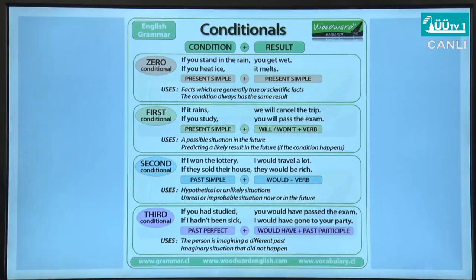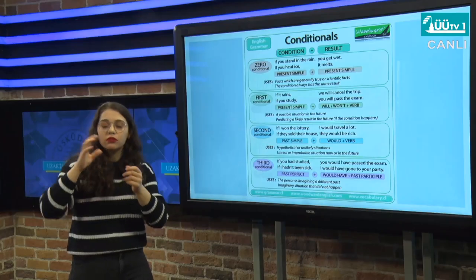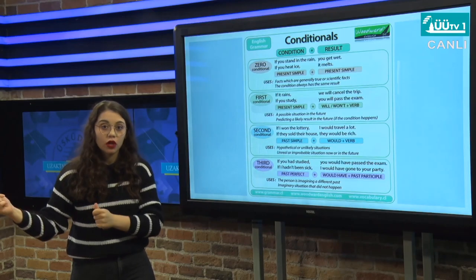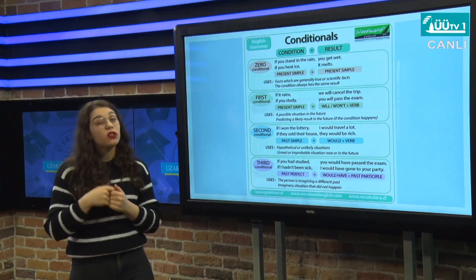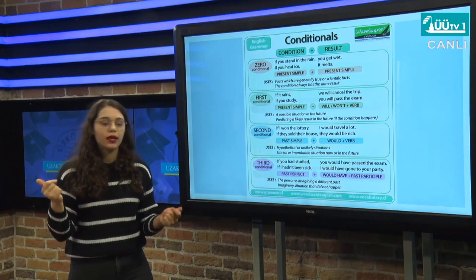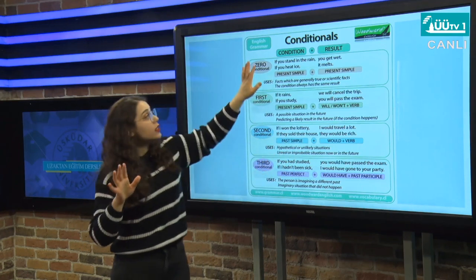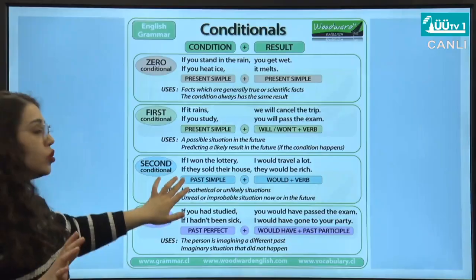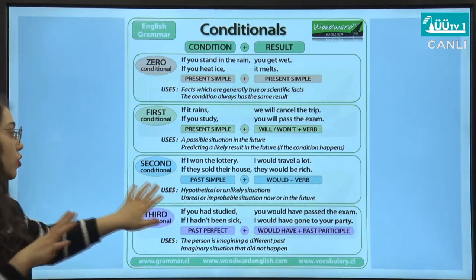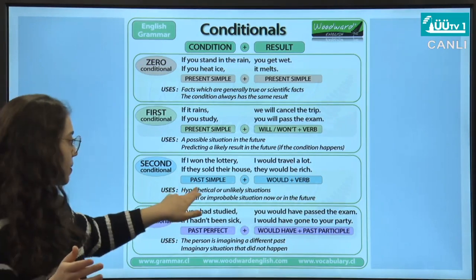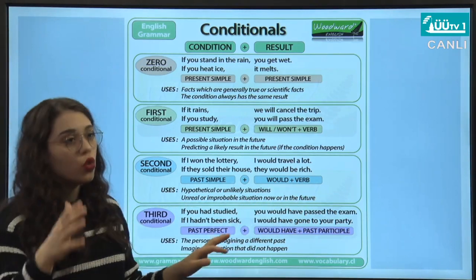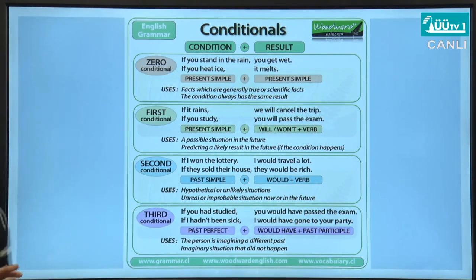But I didn't win the lottery. It's kind of impossible to win the lottery. So what you do is just imagine unreal things. Then you say, if I won, I would travel. So in the condition part of the second conditional, you use if with past simple, and then you use would plus verb one.